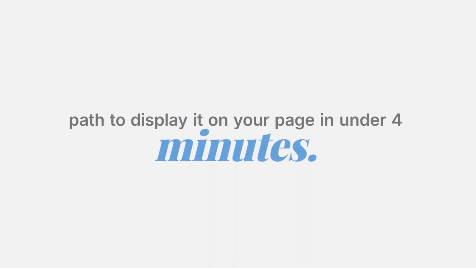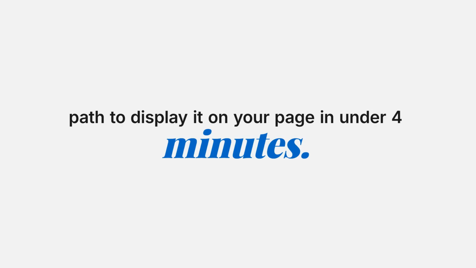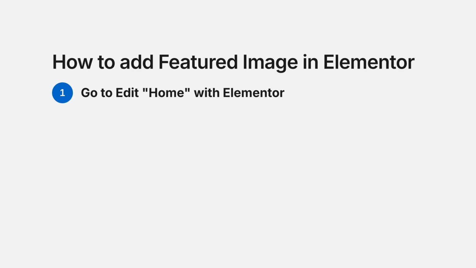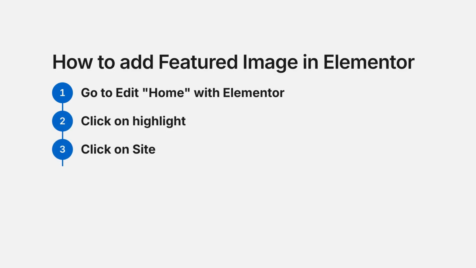Struggling to find a featured image option in Elementor? Follow the exact menu path to display it on your page in under 4 minutes. In this walkthrough, we'll open the Elementor editor, locate the Site menu, and reveal the hidden featured image option, plus the upgrade path to enable it.